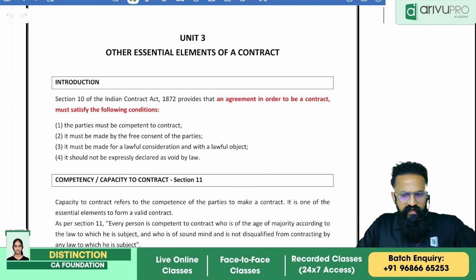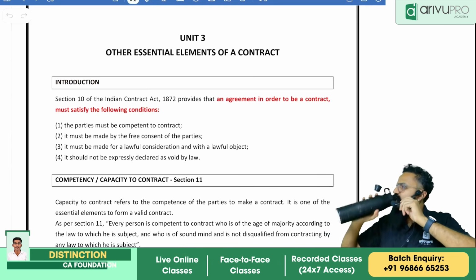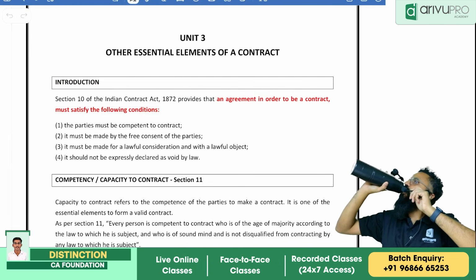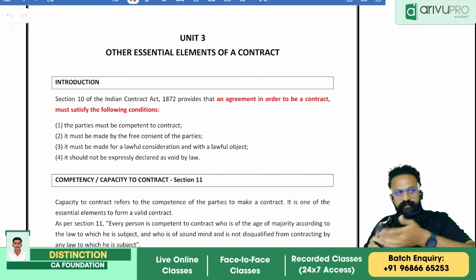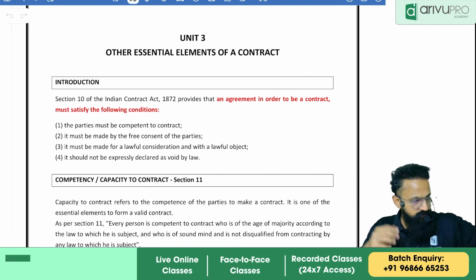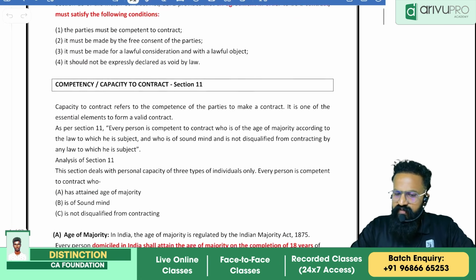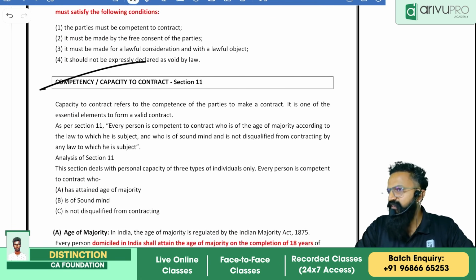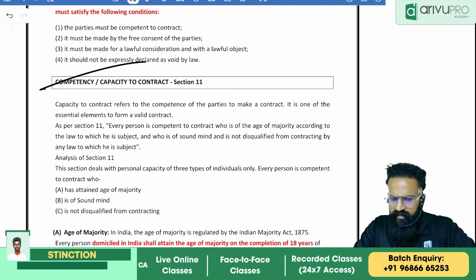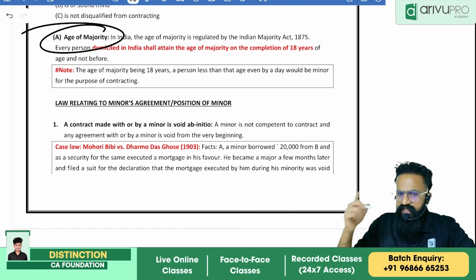Okay, next one, other essential elements of a valid contract. Okay, other essential elements, people, what is that? First one was competent. The parties have to be competent. That means, first thing, the party has to be a major. That means you should have touched 18 years.